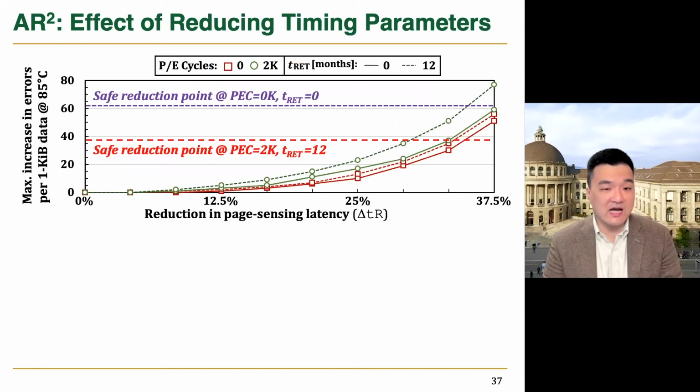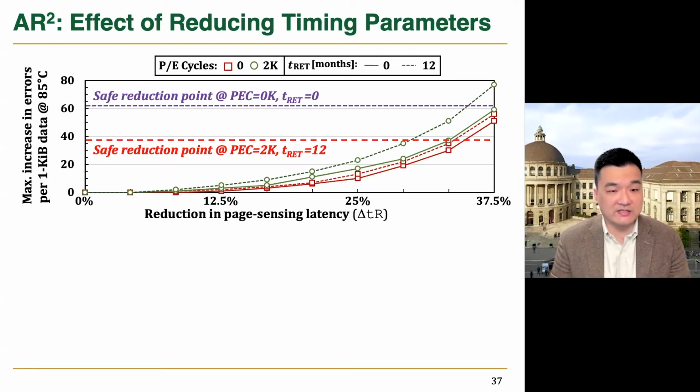Next, we evaluate how read timing reduction affects the number of bit errors in the final retry step. Here, the x-axis shows the reduction amount of the page sensing latency, and each line plots the maximum increase in the number of raw bit errors in the final retry step under 4 different operating conditions, respectively. We also mark the safe reduction points for 2 operating conditions in the plot.